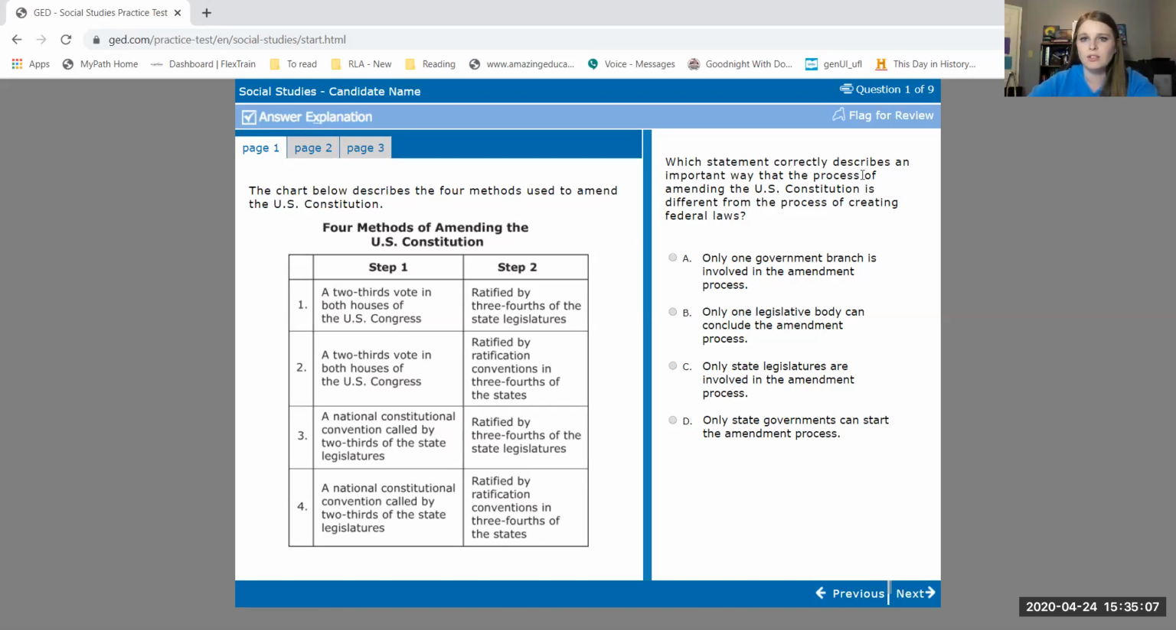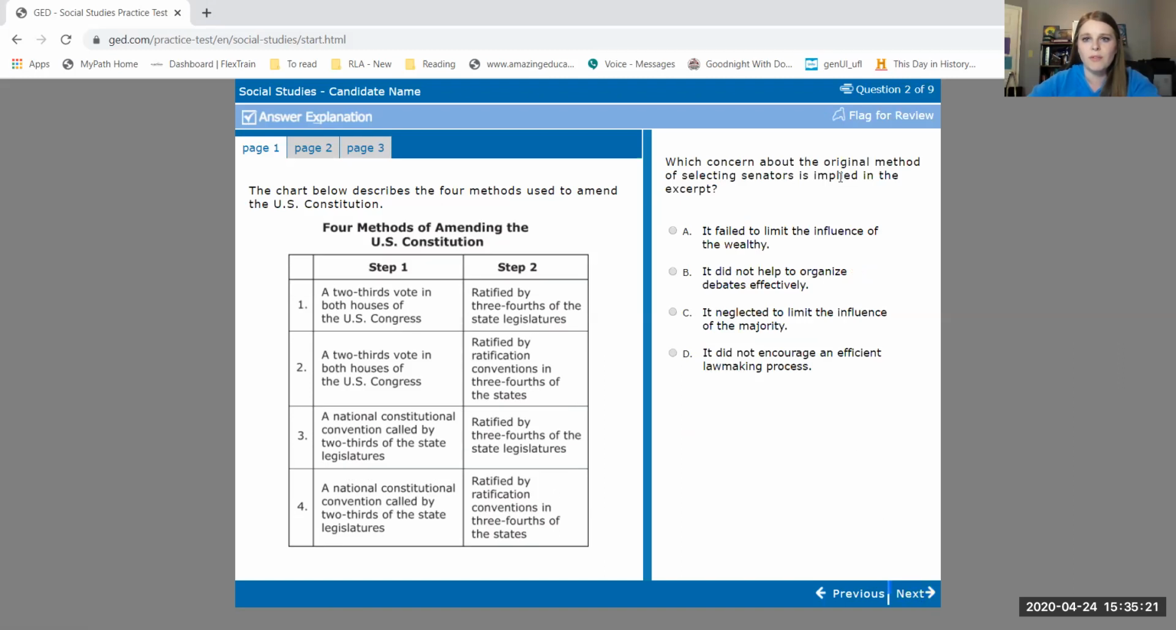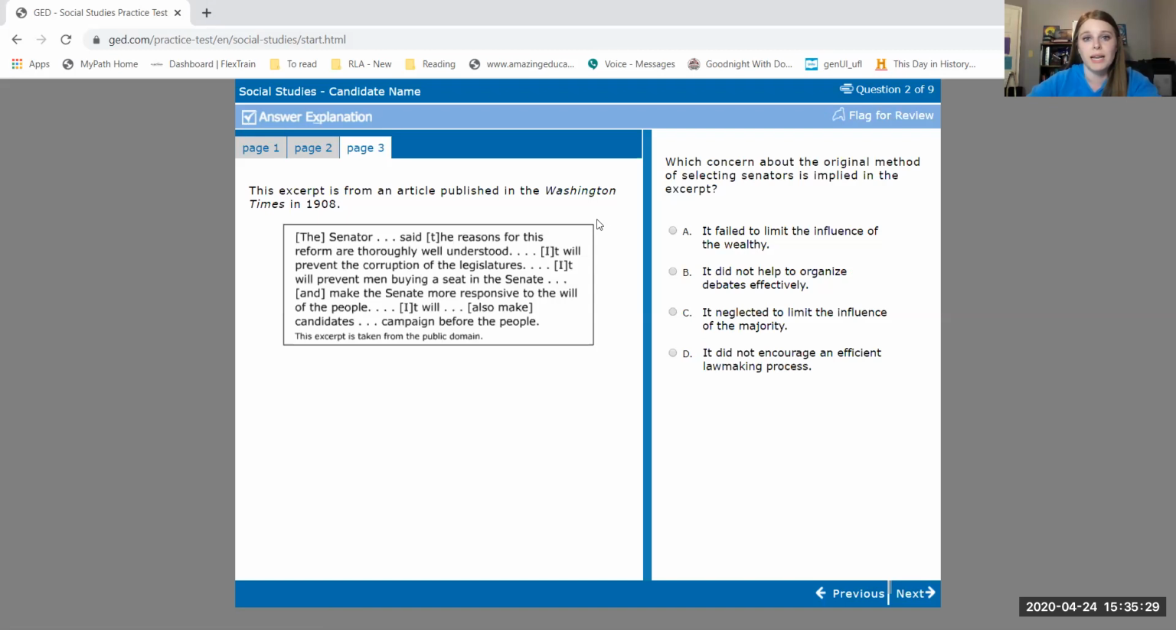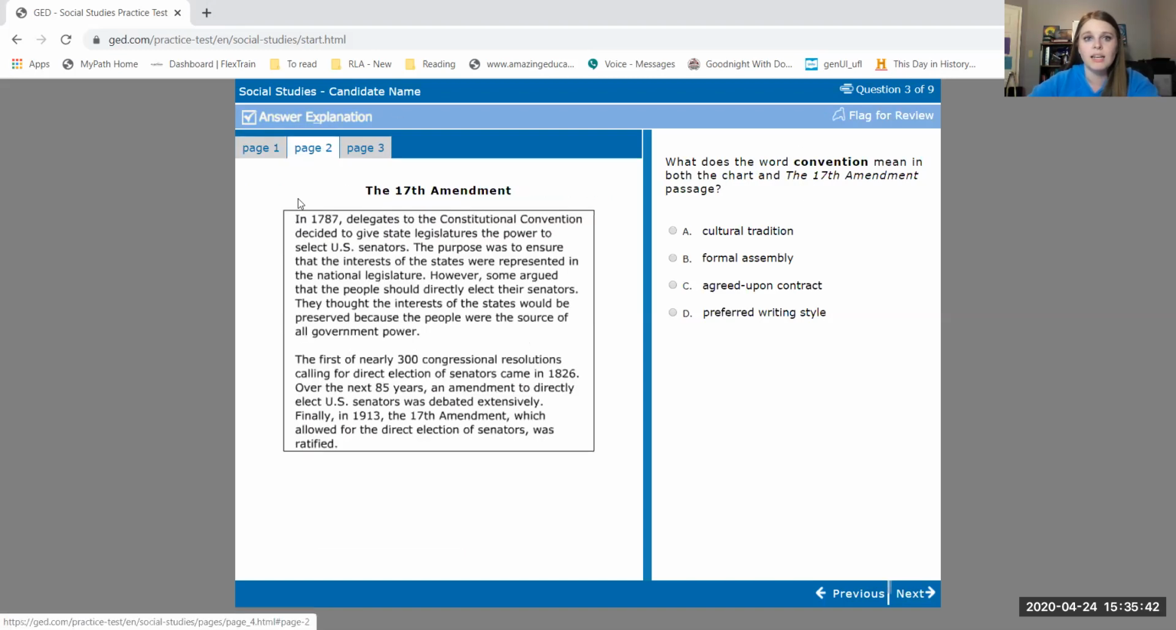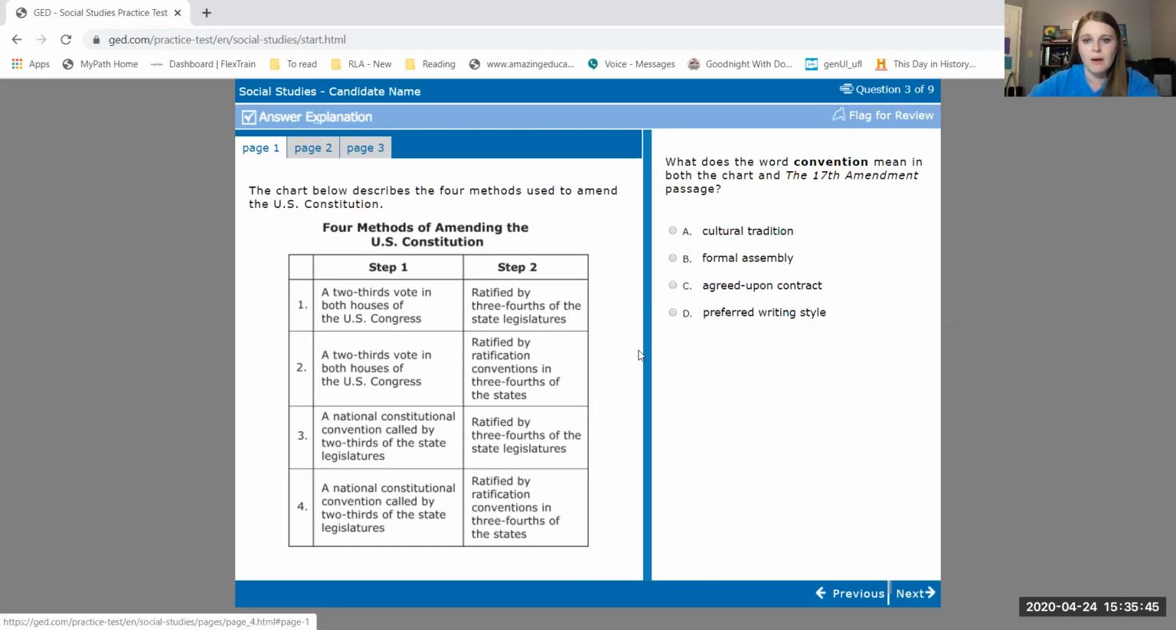Which statement correctly describes an important way that the process of amending the US Constitution is different from the process of creating federal laws? Okay, so some comparing and contrasting. Question 2, which concern about the original method of selecting senators is implied in the excerpt? Ooh, excerpt. Where was that? That was page 3. There's our excerpt right there. So I know that these 2 are going to go together. Number 3, the word convention in both the chart and the 17th Amendment passage. So I need to compare page 1 chart to page 2 passage. Okay, so now I know what I'm looking for.